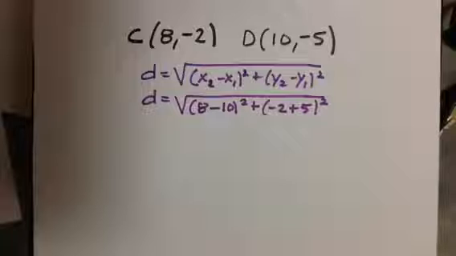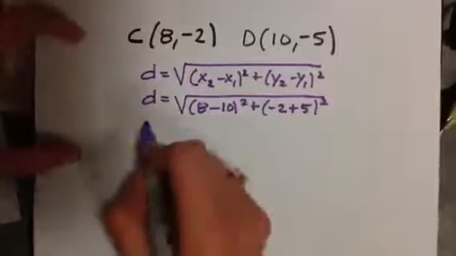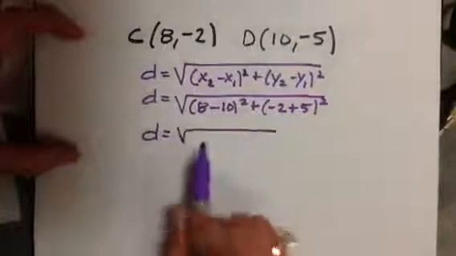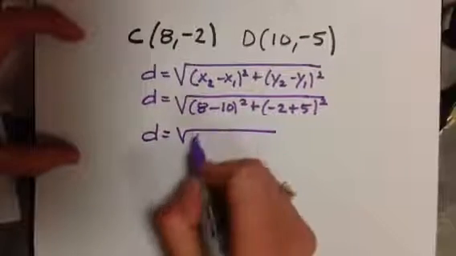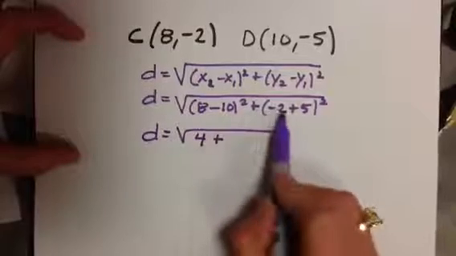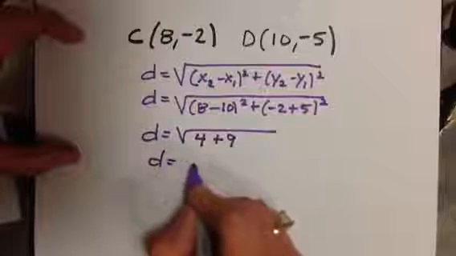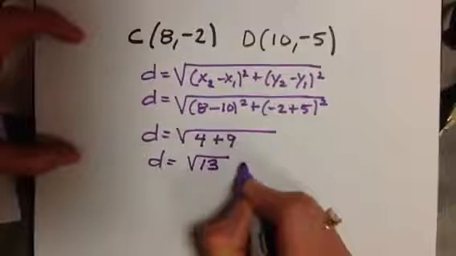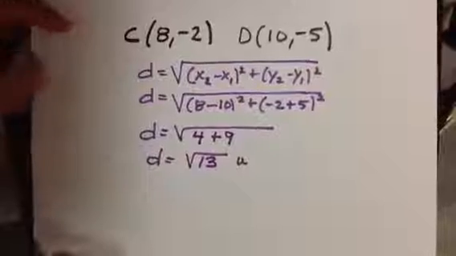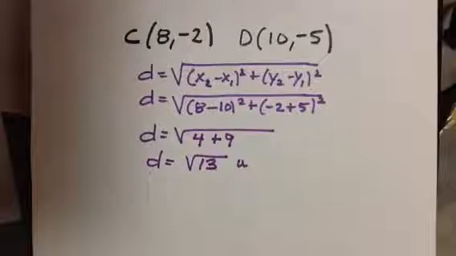All right, so why don't you pause the video now and do the next couple steps. I hope you've had a chance to finish the next couple steps, and this is what we should have. 8 minus 10 is -2 squared, so that is 4. -2 plus 5 is 3 squared, so that is 9. And then here, 4 plus 9 is rad 13, and I'll put a U for units, and you can check to see if you got that right.